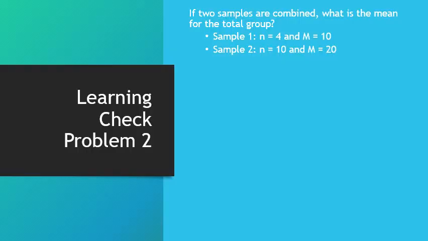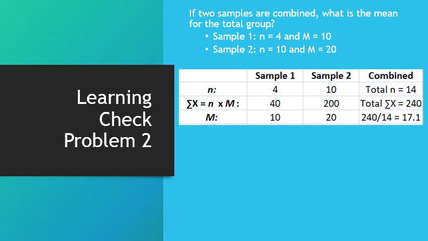Learning check problem 2. Pause the video and work the problem. Okay, so if you'd made a little table, filled in for n what you know, n for sample 1 is 4, n for sample 2 is 10, and the total n would be 14. For summation of x, you would do n times the mean. So 4 times 10 would give you 40, 10 times 20 would give you 200.